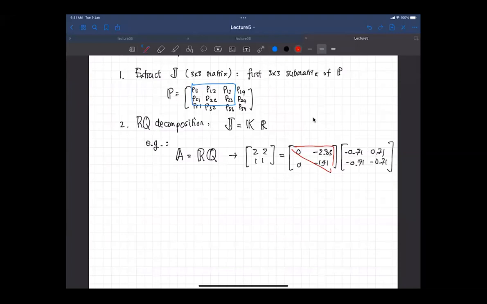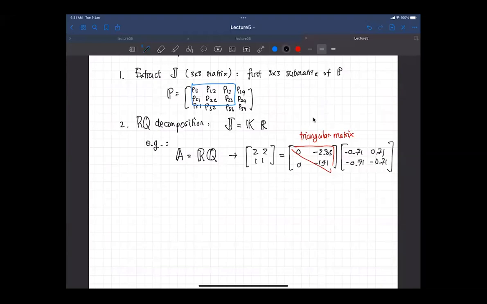That's the definition of RQ. The R has to be a triangular matrix. That is the constraint that we have to impose in this RQ decomposition. Q doesn't have any constraint, it can be any matrix. Triangular matrix means that one side of the triangle has values and the other side has to be zero. So that's basically the RQ decomposition. So K has to be in this way.